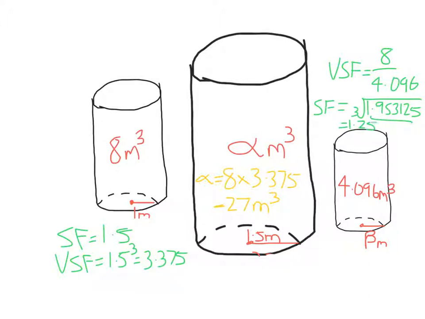So that means that the normal scale factor from this one to this one is 1.25. Or in other words, the sides in this cylinder here are 1.25 times the sides in that cylinder there. So once again, we're going from a larger shape to a smaller shape. We divide by the scale factor. So beta will just be 1 divided by the scale factor, meaning it will be 0.8 meters. And there we have it.